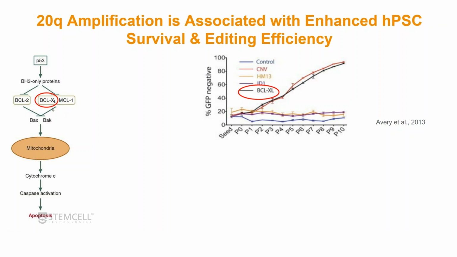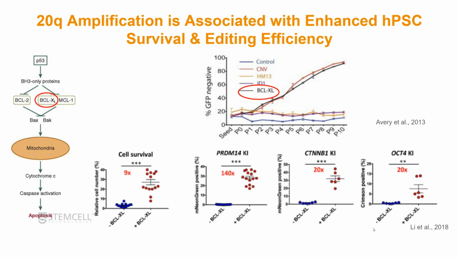And so importantly, in the context of genome editing, this study came out last year showing that overexpression of BCL-XL does improve cell survival in pluripotent stem cells, and it also significantly improves knock-in efficiency at three different loci in these pluripotent stem cells. And so while potentially transient overexpression of this anti-apoptotic factor can be beneficial for genome editing, if you have cell lines that exhibit 20q amplification, you might be seeing really high editing efficiency, even though you also have these additional genetic aberrations.